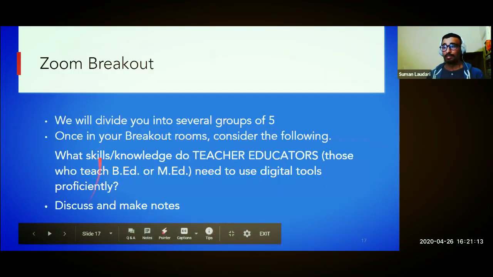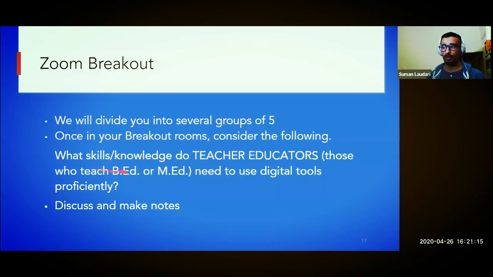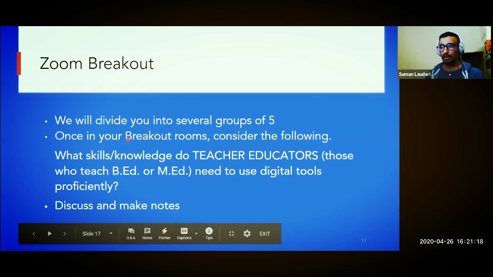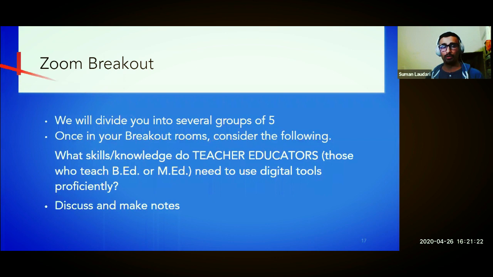So what I'll do is, we will divide you into breakout rooms. This is also a chance for you to experience technology.